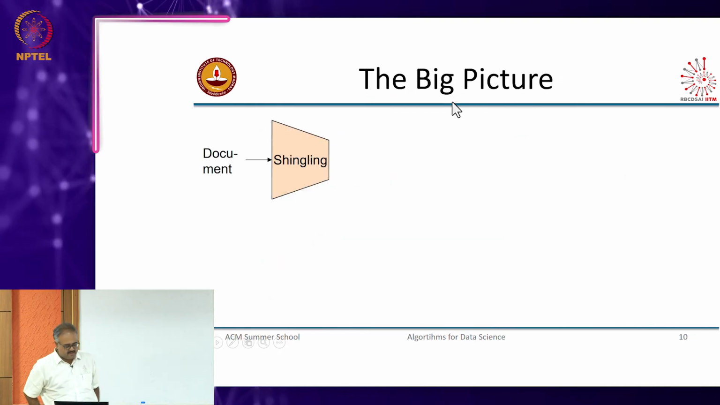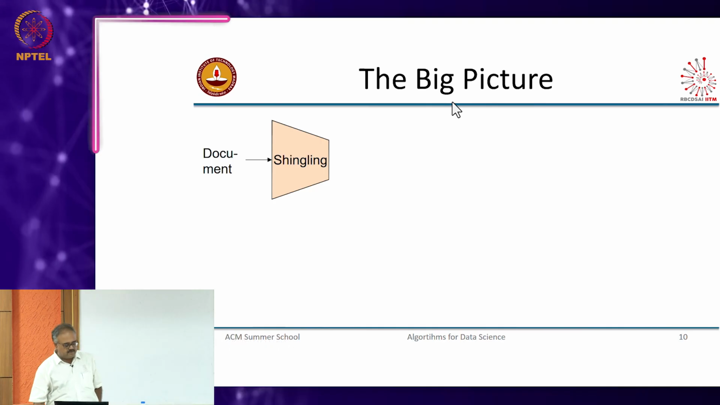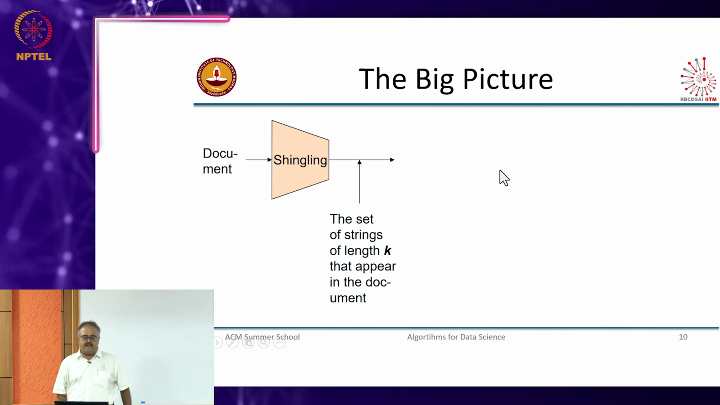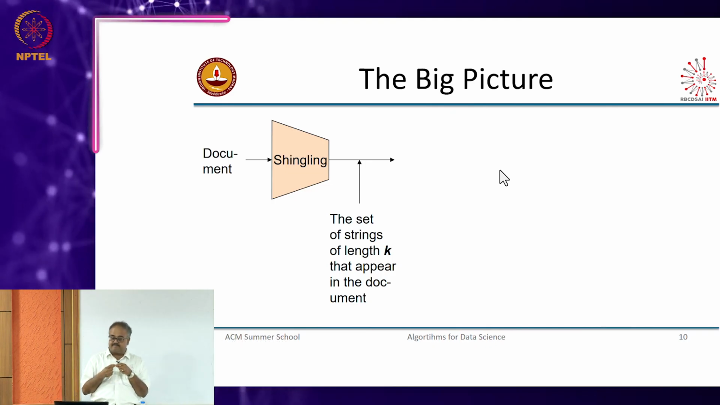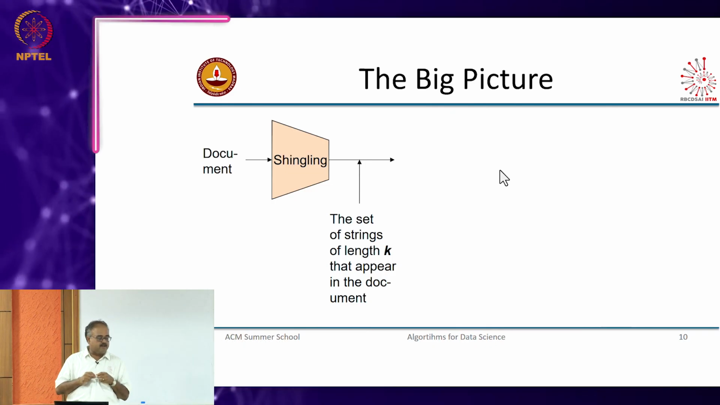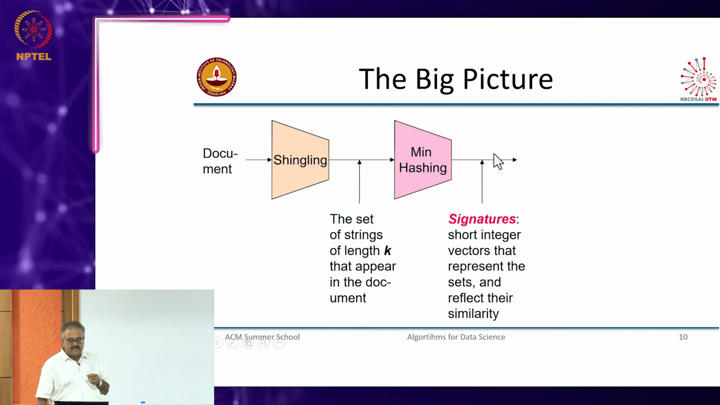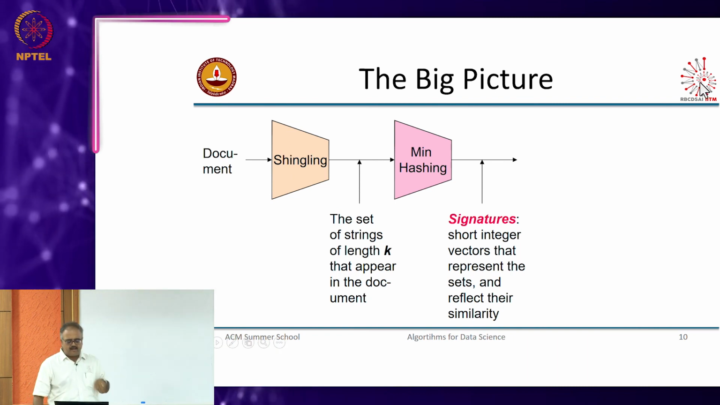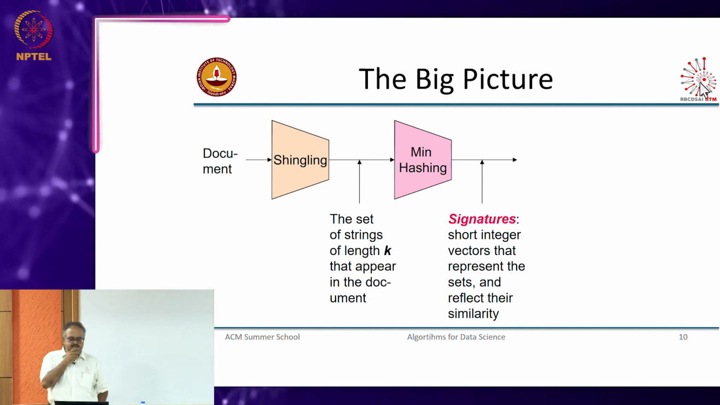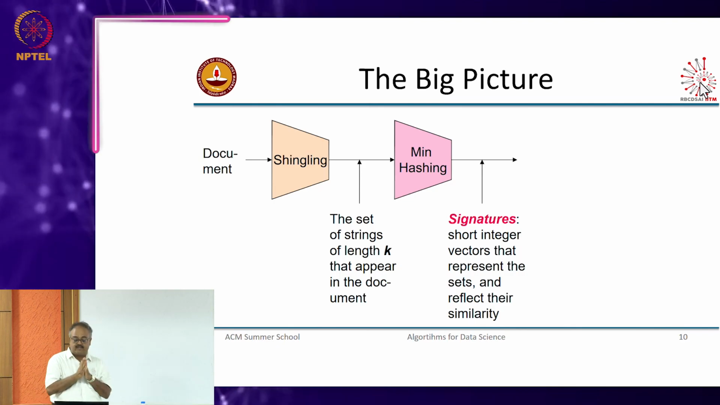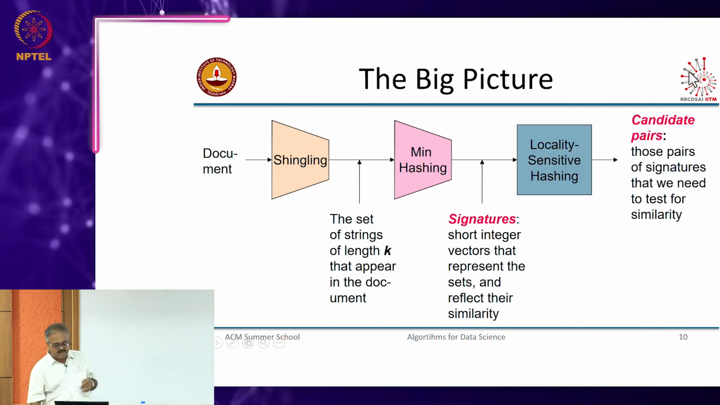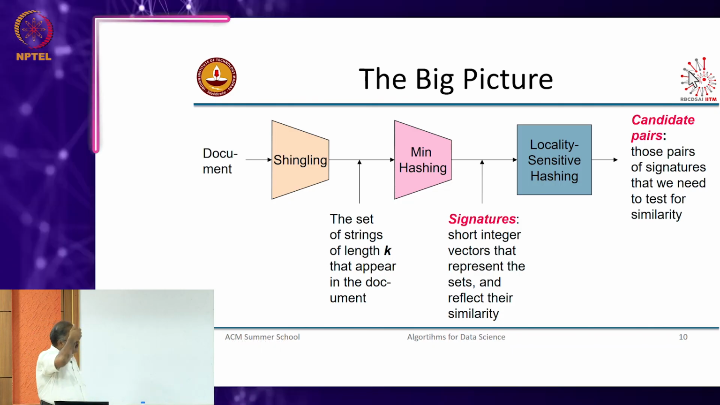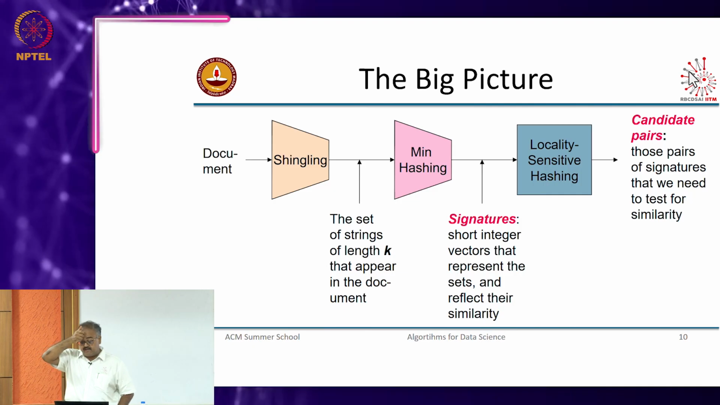Okay, good, that didn't work. So the overall flow is as follows. I am going to take the document and shingle it, and then I will get a set of strings of length k that appear in the document, and then I will min hash it. I am going to get a set of signatures. So we have short vectors that represent the set. That is what the min hash gives you, these signatures. And then we amplify these signatures and do locality sensitive hashing, and then we get candidate pairs.